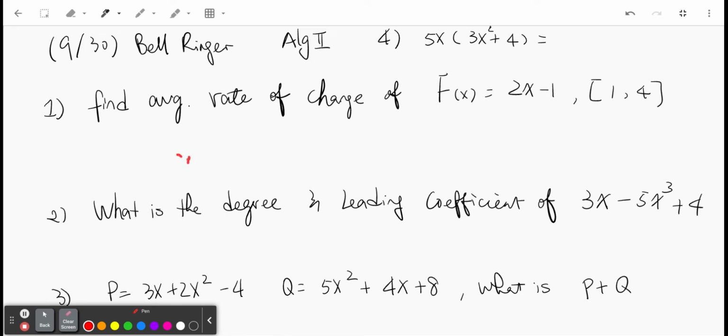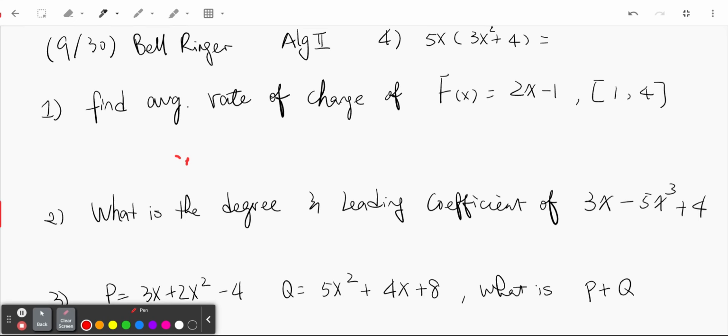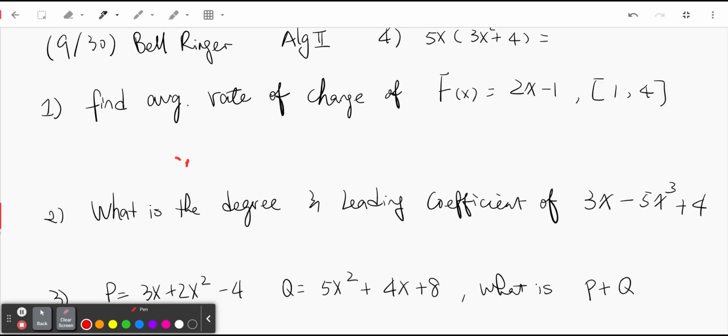Oh shoot, hold on, can't do that. My pen is not working. So if you rewrite that, it's f(x2) minus f(x1) over x2 minus x1, right?